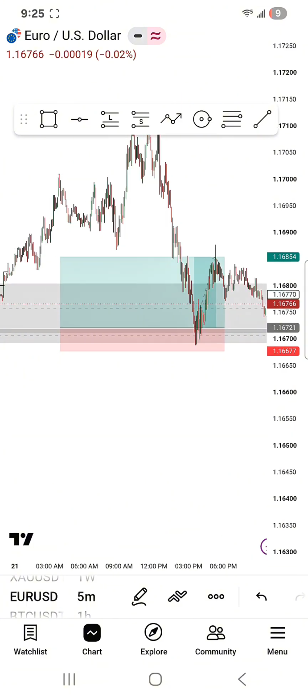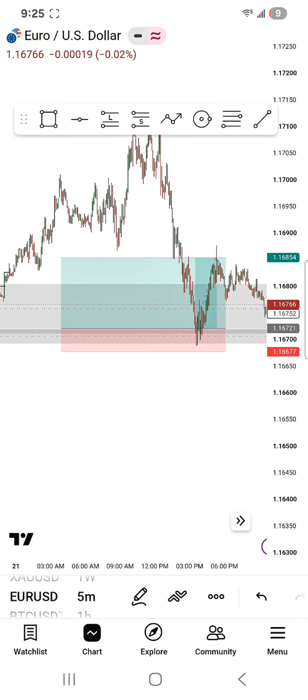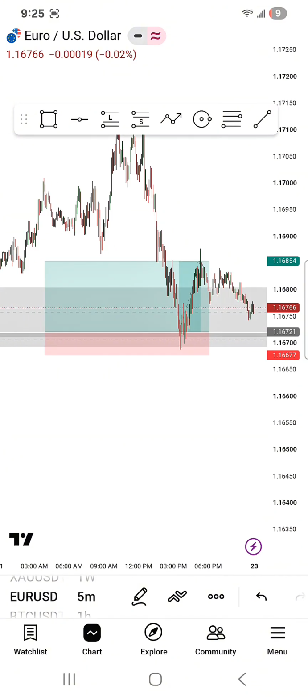Guys, this is how I was able to make $15,000, risking only what? $5. I mean, sorry, $5,000. All right, so if you are risking $10,000, you're going to make what? $30,000. If you are risking $30,000, you're going to make what? $90,000. But remember, guys, you have to understand risk management.